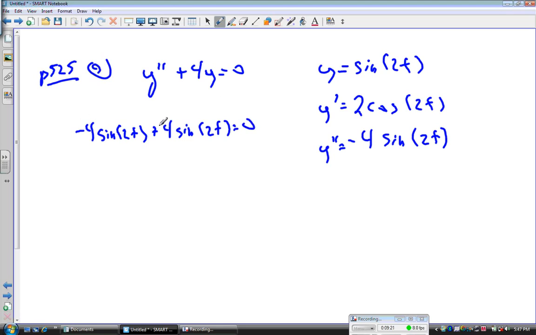Notice that no matter what t value you plug in, this cancels out to 0, so check. That's what I call it a check. It works. It's an identity. Both sides are the same. Very nice.